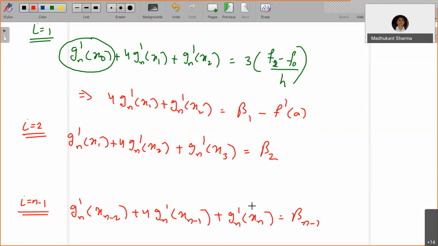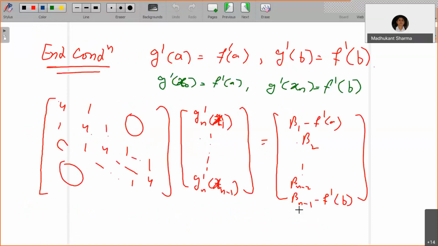Now gn dash at xn is known to us, that is f dash at b. We are assigning the value, fixing gn dash at xn at f dash at b, which is also known beforehand. So the coefficients are 1 and 4 for xn minus 2 and xn minus 1, equal to beta n minus 1 minus f dash at b. So 1 times gn dash at xn minus 2 plus 4 times gn dash at xn minus 1 equals beta n minus 1 minus f dash. This is the last equation.